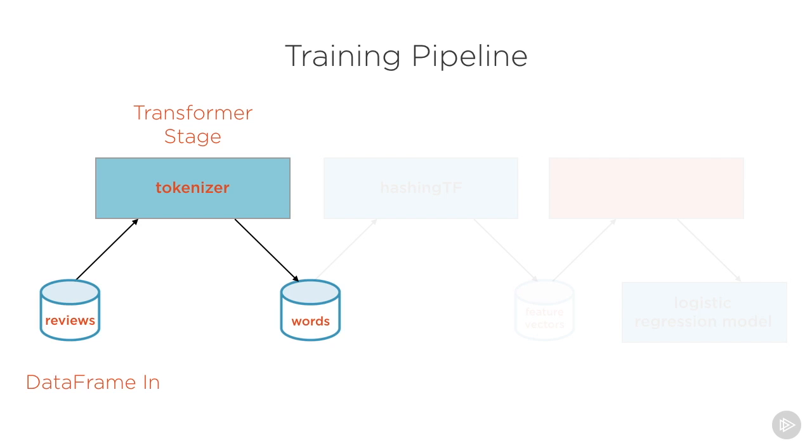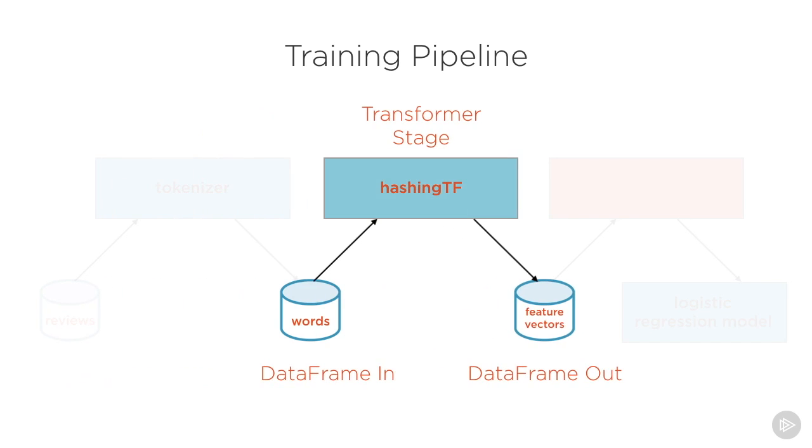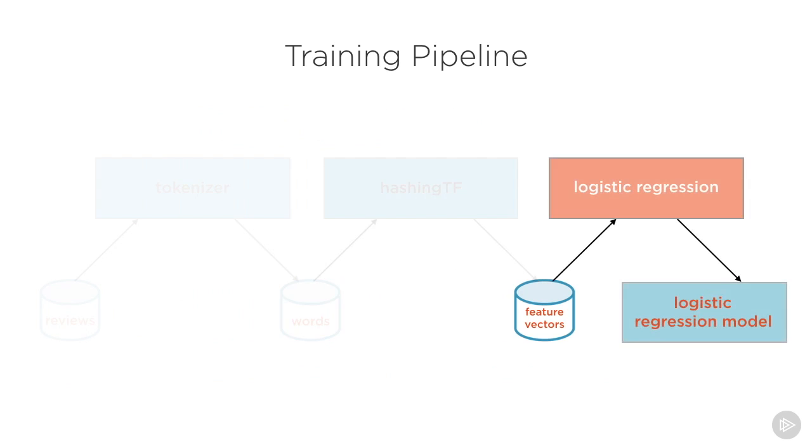You feed a data frame of reviews in, and you get a data frame of words out. The hashing TF stage is also a transformer. You get a data frame of words in, and at the result, you get a data frame of feature vectors. The final stage in the training pipeline, where we apply the logistic regression model, is the estimator stage. The input to this is a data frame of feature vectors, and the output is a transformer, the logistic regression model that we use for predictions.